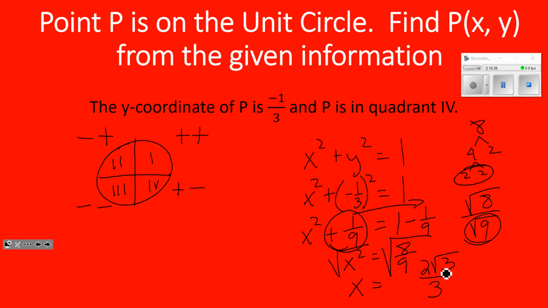Now the question is, what's the square root of 8 over 9? Plus or minus. The question is, how do you know if it's positive or negative? And this question is going to come up all semester because you're in quadrant 4. So what will my x be? It'll be positive.